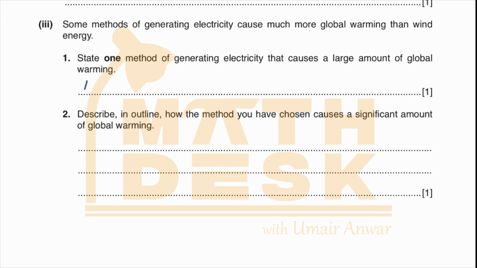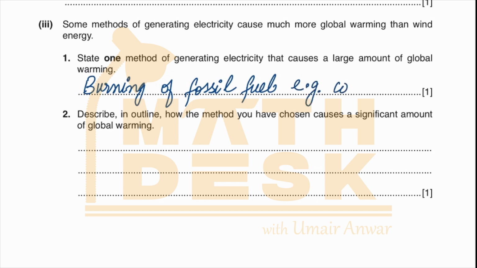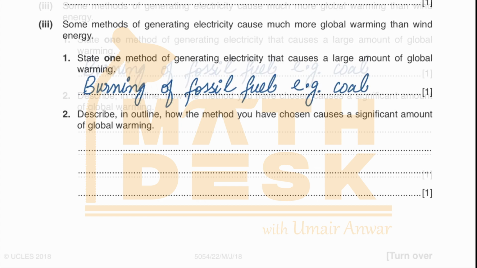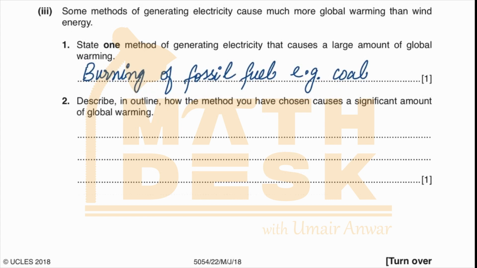So, one method which could be easily mentioned is burning of fossil fuel for generation of electricity. For example, if we are burning coal or oil or natural gas, etc., that would cause a large amount of global warming.